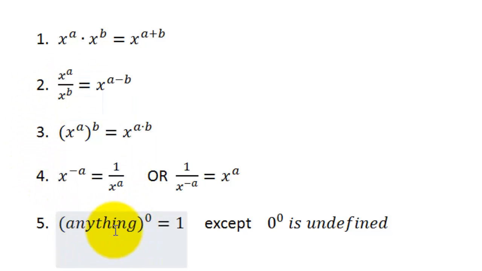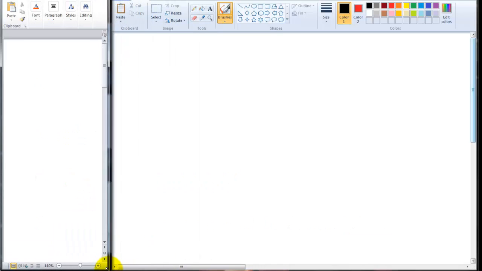Finally, anything to the 0 power is 1, except 0 to the 0 is undefined. But when you have variables or numerical values, anything except 0 raised to the 0 power will always equal 1. Okay, let's go and start some practice problems.